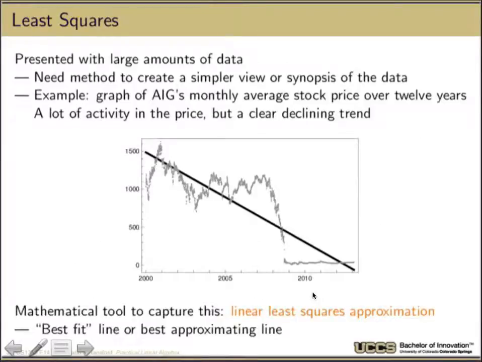So now let's get to a very important application area of linear algebra, which we call linear least squares. If we're presented with a lot of data and we want a nice way of simplifying it back to a model, what do we want to do? For example, here we have AIG, one of the companies that was part of the bank crash in 2008, the market crash. If we look at the stock price, it's clearly trending downward, but how do we define what that trend is? We can think of this as a best fit line approximating the data.